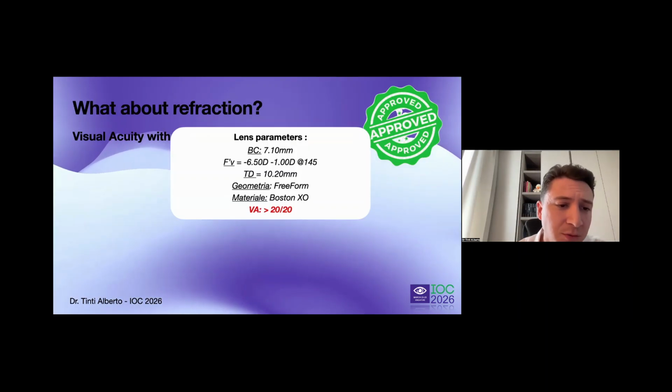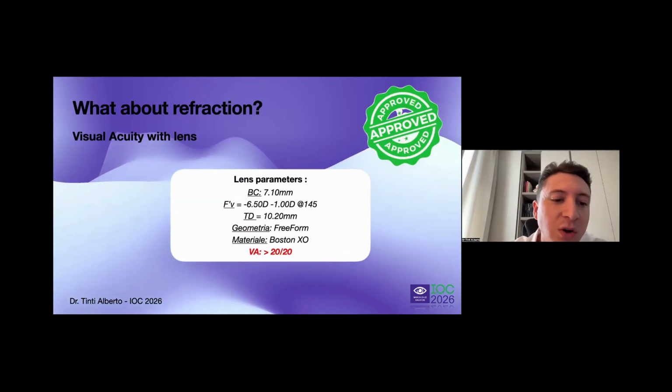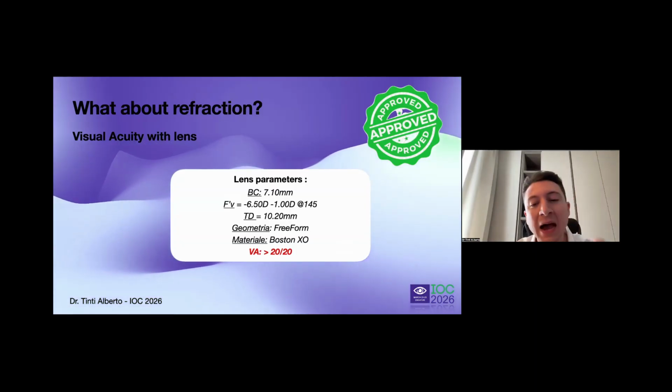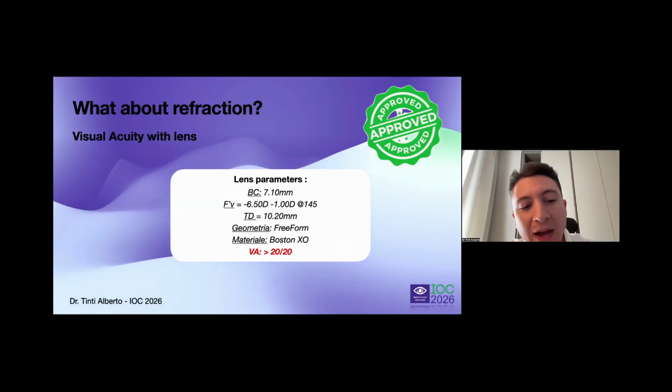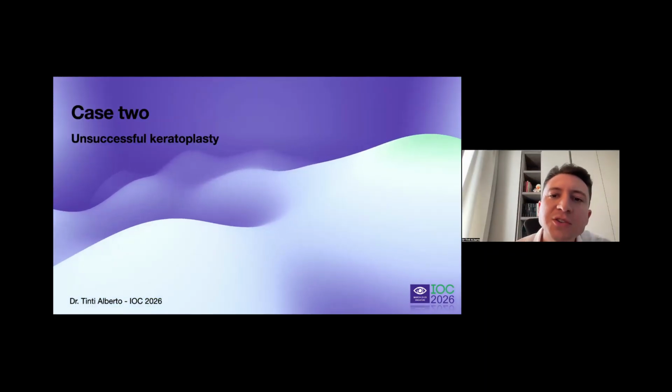But what about refraction? That's good news, because the patient achieved excellent visual quality, 20/20. He left the clinic satisfied and finally able to wear contact lenses again. Now the lens is stable, comfortable, and provides functional vision for everyday life. So this is our first patient.